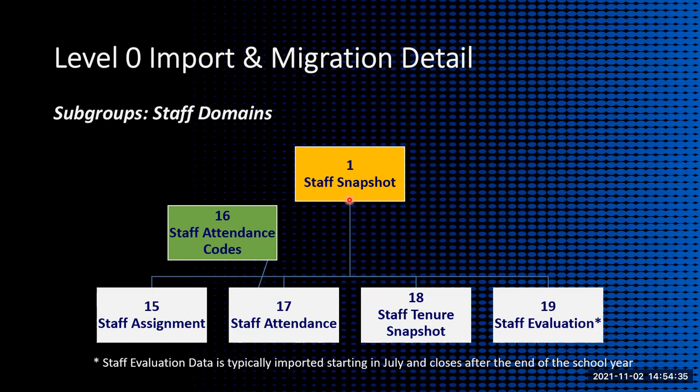The only blip in the staff is the staff attendance codes that we just mentioned from the independent domains. Don't forget to migrate these for your district. This should only be needed once a year at the beginning of the school year.